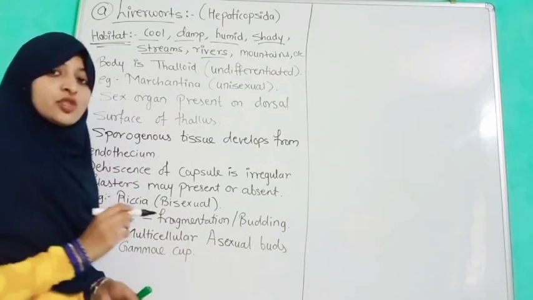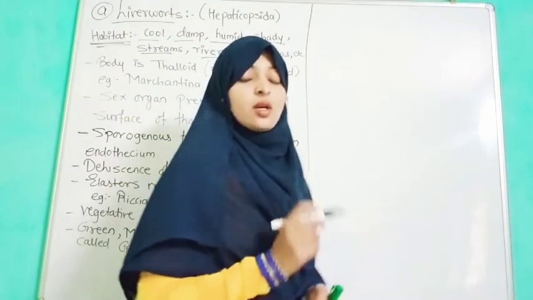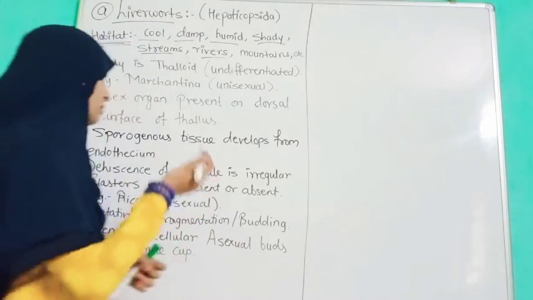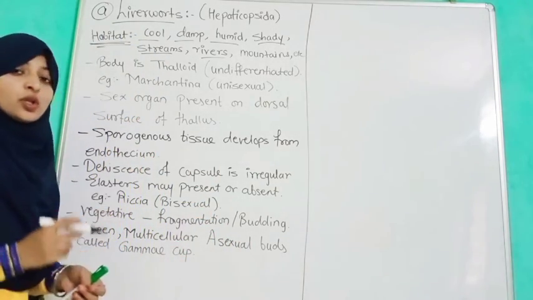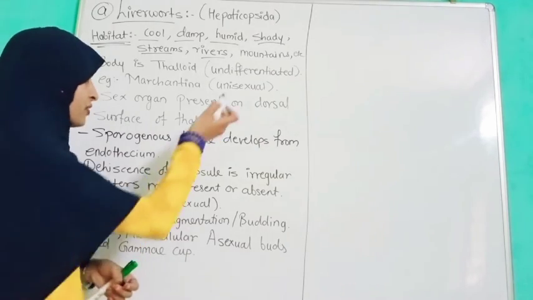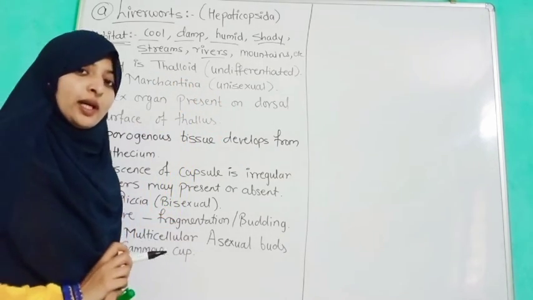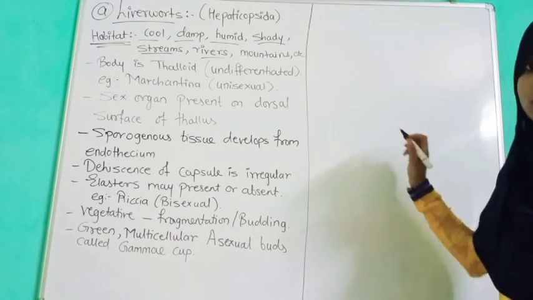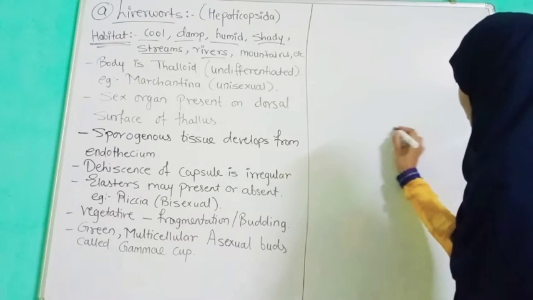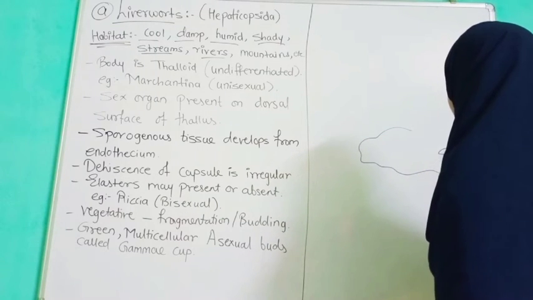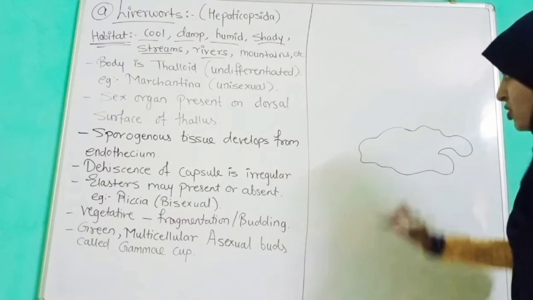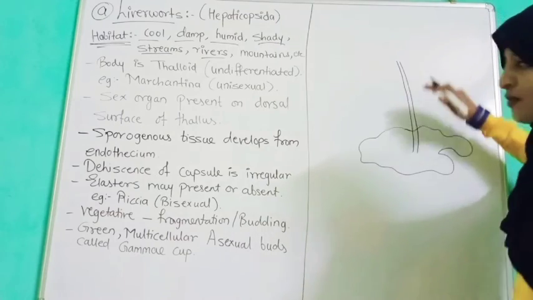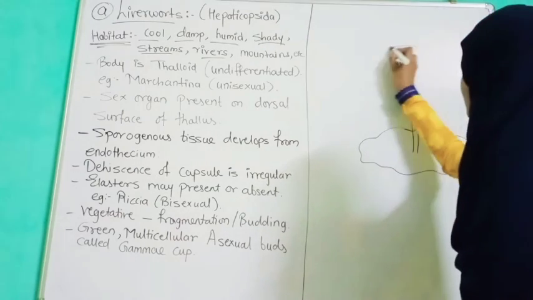Example, Marchantia, which is unisexual, or we can call it dioecious, means the male and female bodies are different. Next, the sex organs are present on the dorsal surface of the thallus. As we said that the body is thalloid-like, the sex organs are going to be present on the dorsal surface of the thallus. If you draw it here, this is a thalloid-like structure, and on the dorsal surface of this thallus the sex organs are present.